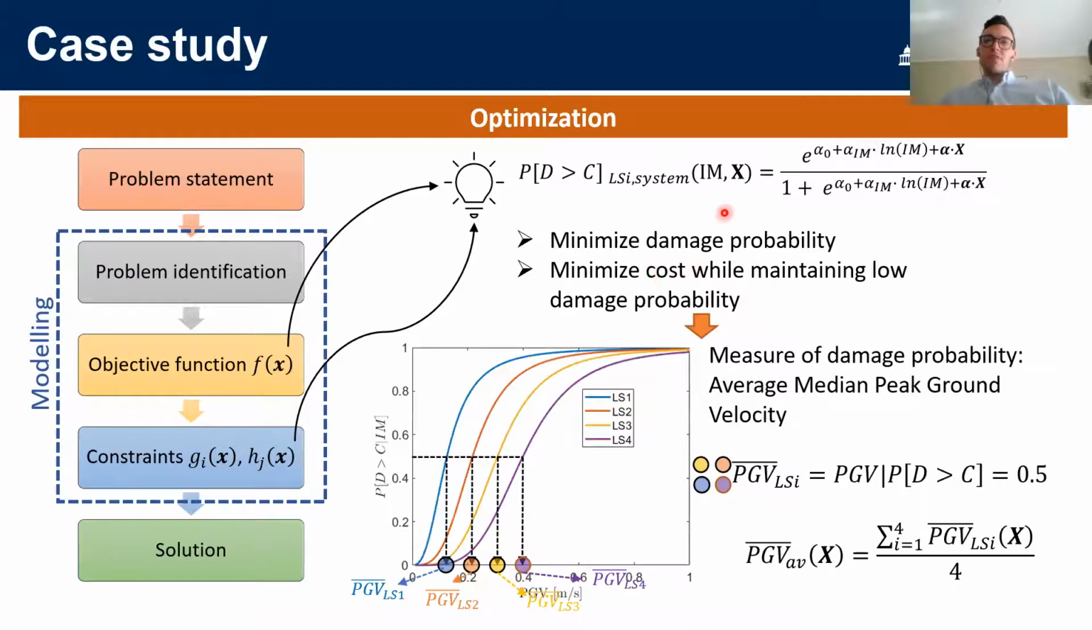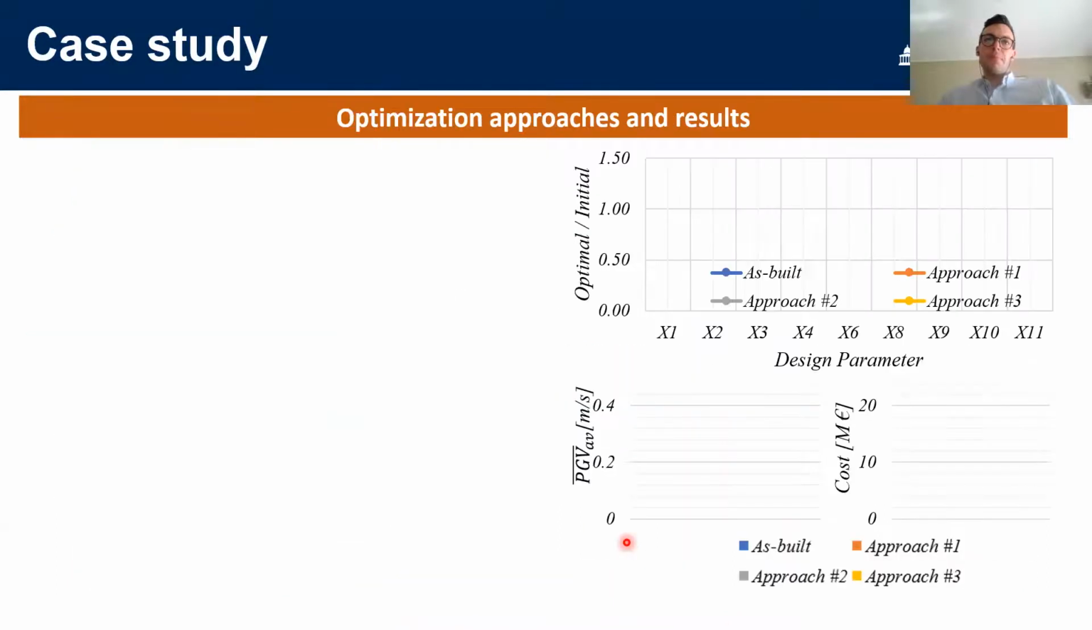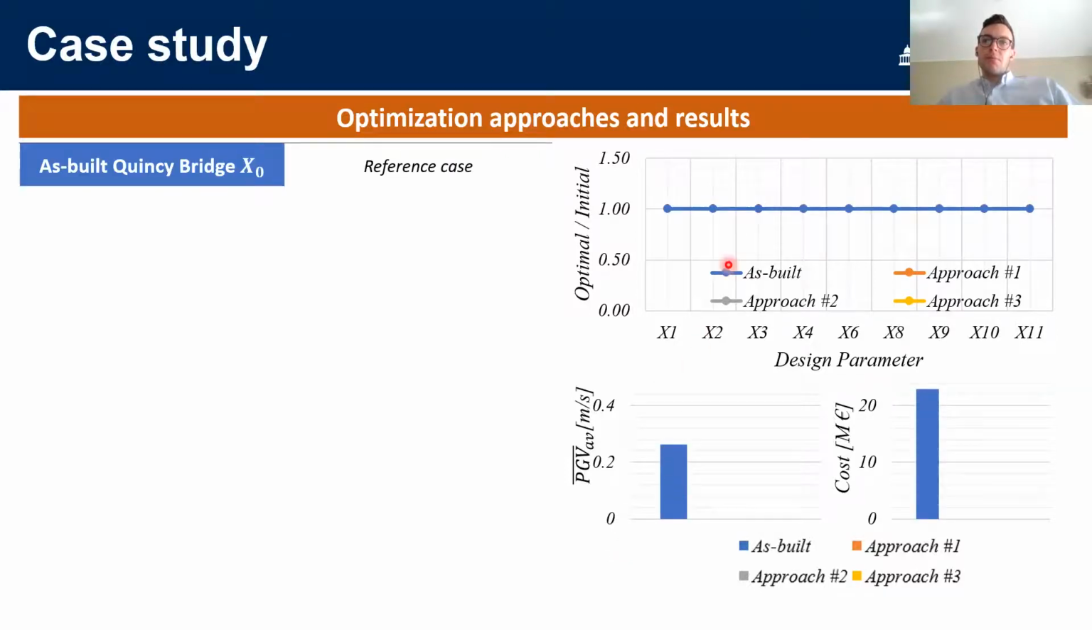And again, to define this measure, we refer to the median peak ground velocity. So in the previous slide, we defined 4 different median peak ground velocities, one for each limit state. And to define the objective function, I refer to the average value of these 4 median peak ground velocities. And then I implemented 3 different optimization approaches that I compare to the as-built bridge.